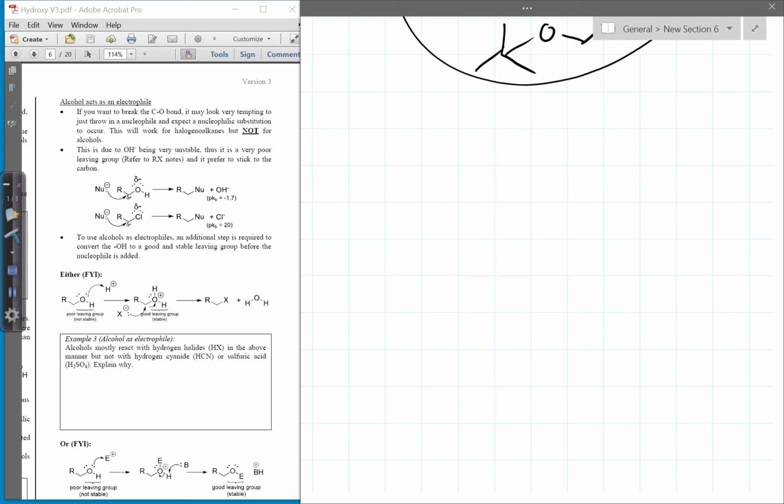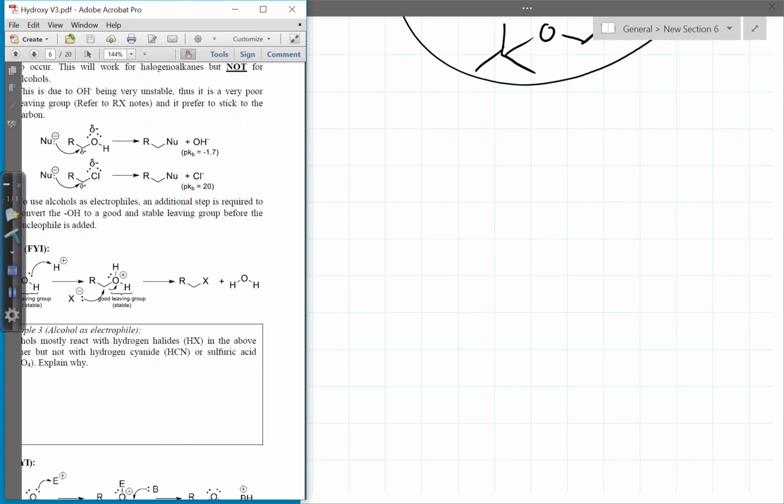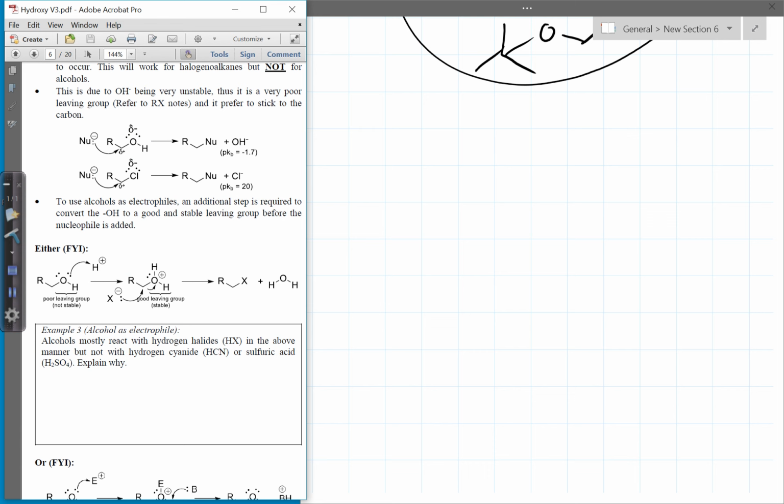Another way you can explain is by using pKb values. So if you refer to the pKb values, right, you'll realize that if let's say nucleophilic substitution were to occur for alcohol, you will generate an OH minus species. pKb is negative 1.7, while for Cl minus this pKb is 20, right? What does it tell you? Which one will be more stable? Is OH minus more stable or Cl minus more stable? Cl minus, correct? Why is Cl minus more stable?